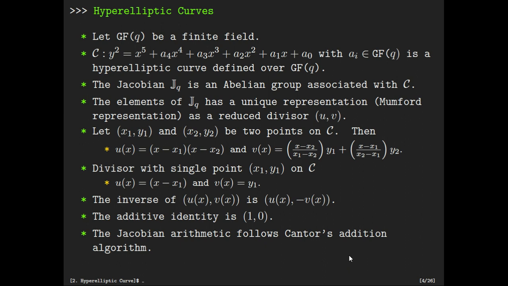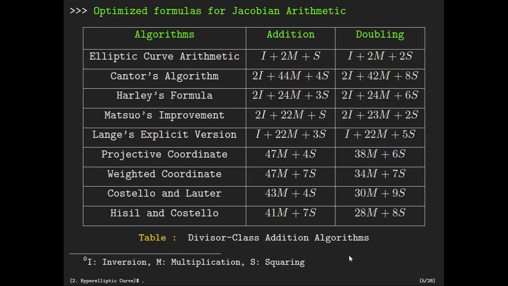This Jacobian arithmetic follows the Cantor addition algorithm. To enhance the performance of hyperelliptic curves, researchers try to improve the performance of the Cantor addition algorithm. So these are a few optimized formulas for Jacobian arithmetic. In this list, we see that elliptic curve arithmetic is very much efficient compared to hyperelliptic curve arithmetic.